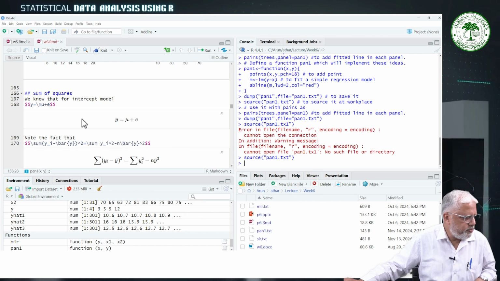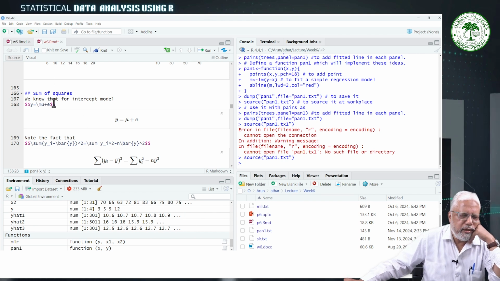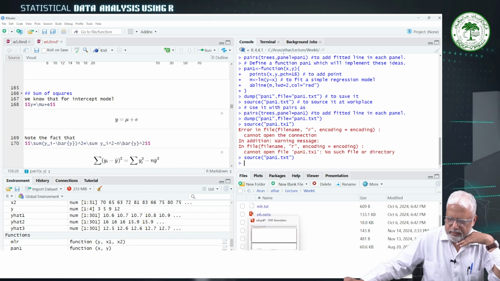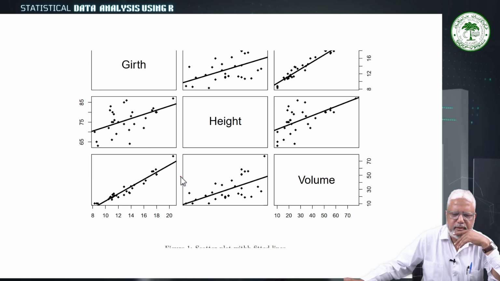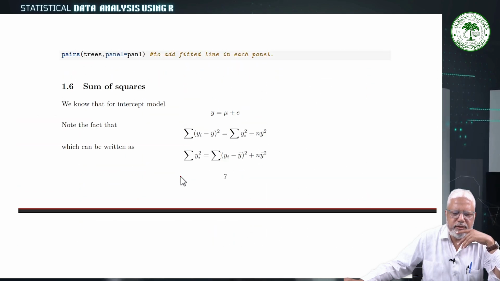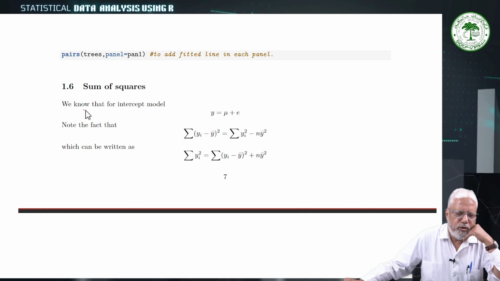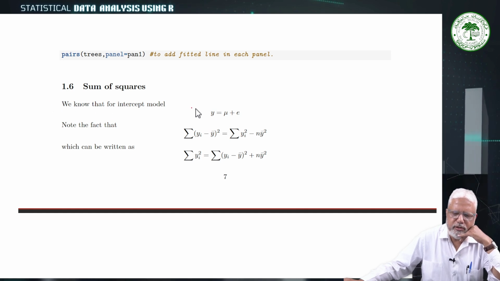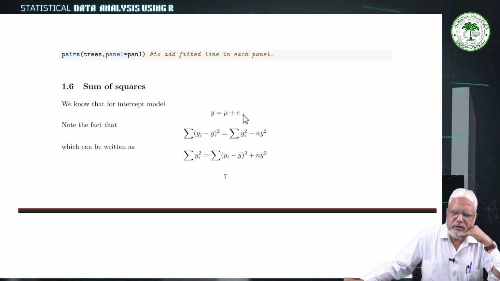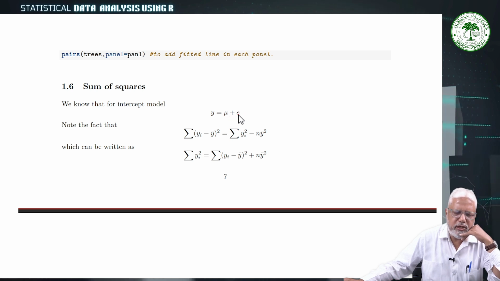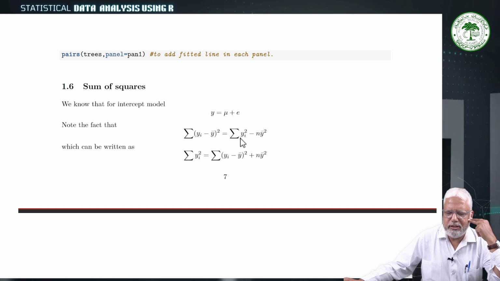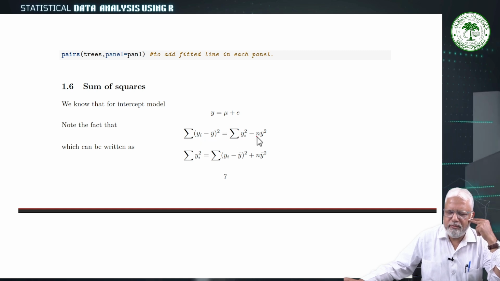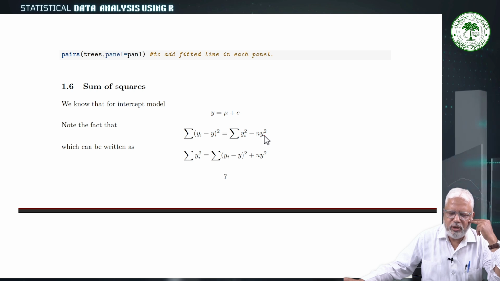Now I have tried to explain the sum of squares. This is the concept of sum of squares. We know that the intercept model is y is equal to mu plus e. Here this is the y intercept and this is error. Note the fact that summation yi minus y bar whole square is equal to, this is a well known result in statistics, summation y square minus n y bar square.